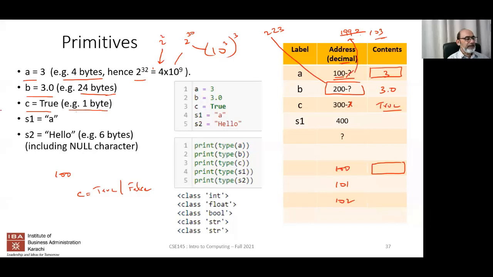In the next class, we'll go on to looking at slightly more complex data types, starting with strings, and then we'll go on to non-primitives as well, and see how these data types are actually organized in memory.